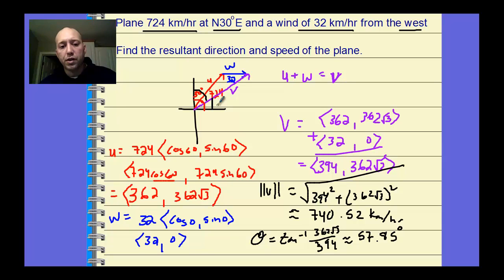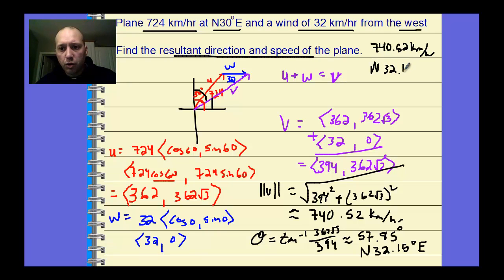So it's got to be northeast so much. So this corresponds to north 32.15 degrees east. So then that would be the answer: the actual resultant direction and speed would be 740.52 kilometers per hour at a north 32.15 degrees east. So that would be the result for that plane.